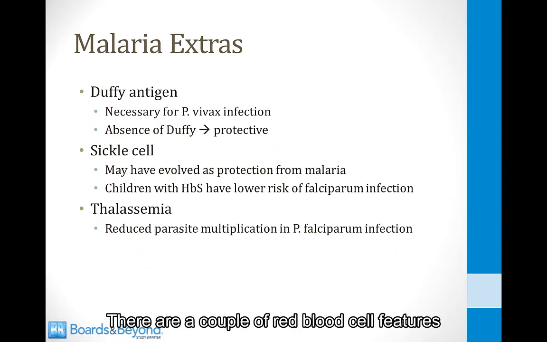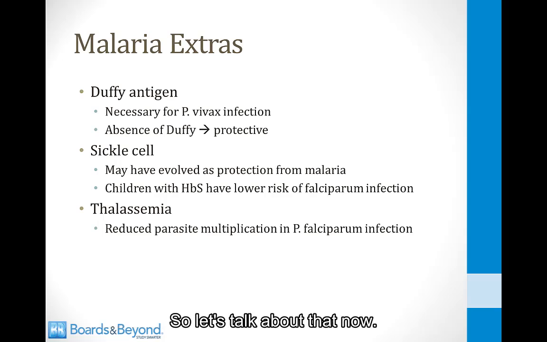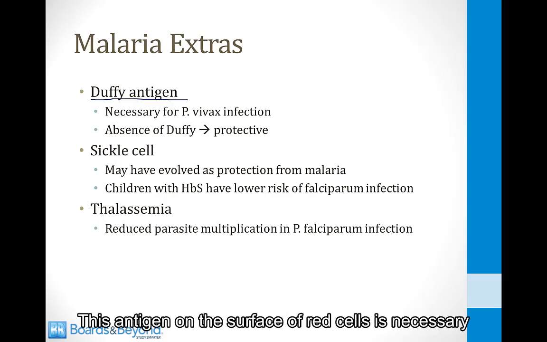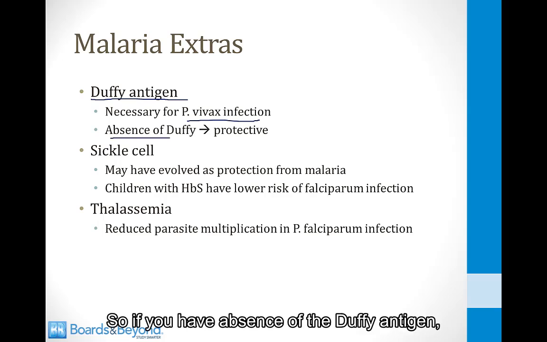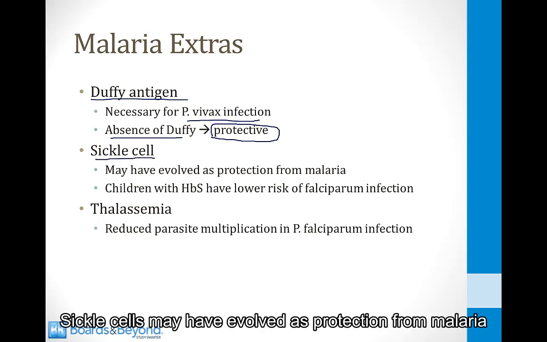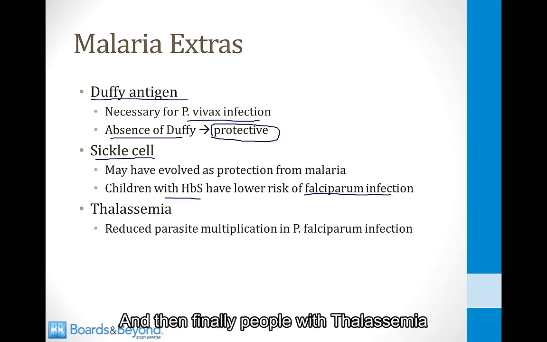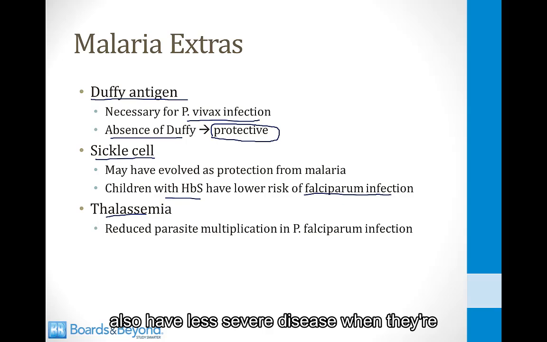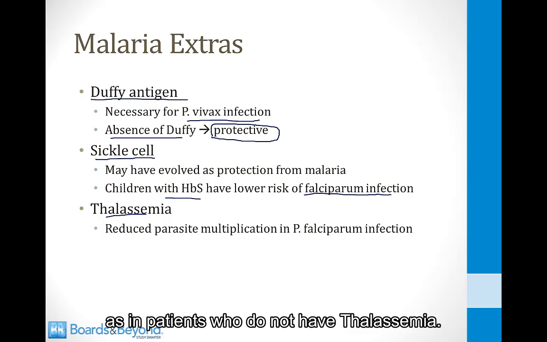There are a couple of red blood cell features that make the red blood cells more or less vulnerable to Plasmodium infection, so let's talk about that now. First is the Duffy antigen. This antigen on the surface of red cells is necessary for Vivax to get inside the red cell. So if you have absence of the Duffy antigen, it is protective against this form of malaria. Sickle cells may have evolved as protection from malaria because children who have hemoglobin S have a lower risk of falciparum infection. And then finally, people with thalassemia also have less severe disease when they're infected with falciparum. That's because the parasite does not multiply as effectively as in patients who do not have thalassemia.